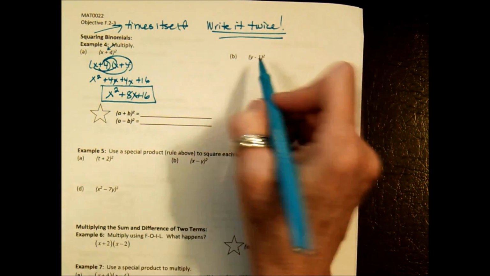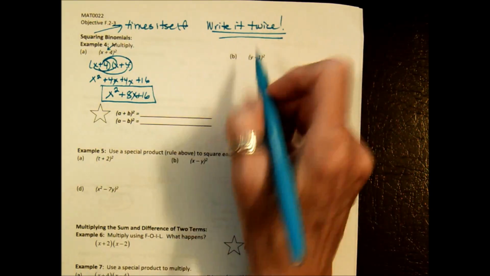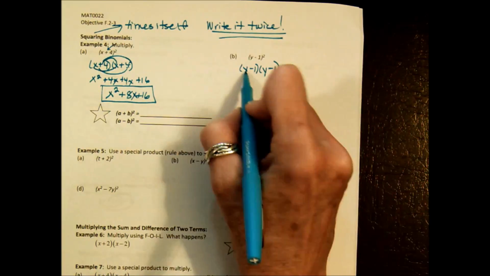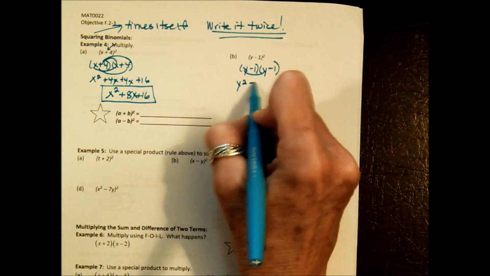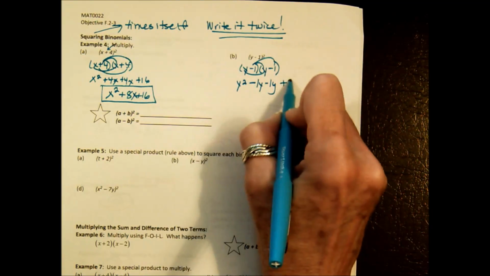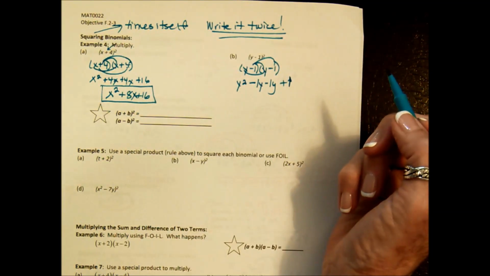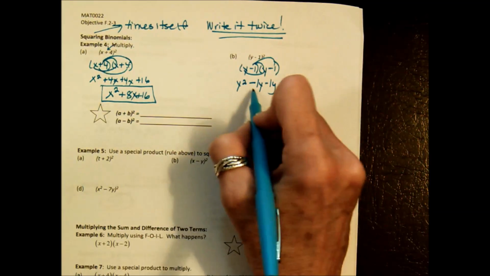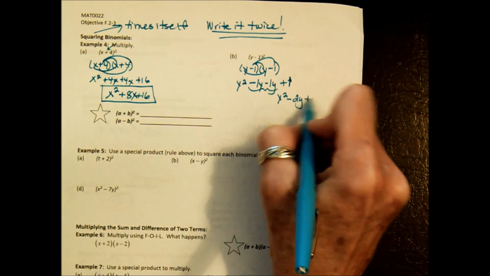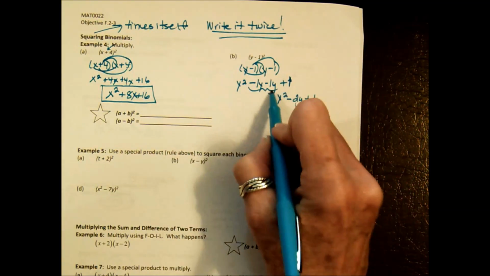So let's try another one. Again, write it twice. So it's y minus 1 times y minus 1. FOIL, y squared minus 1y minus 1y plus 1. Negative 1 times negative 1. That gives me y squared minus 2y plus 1. Notice again the O and the I were the same exact term.